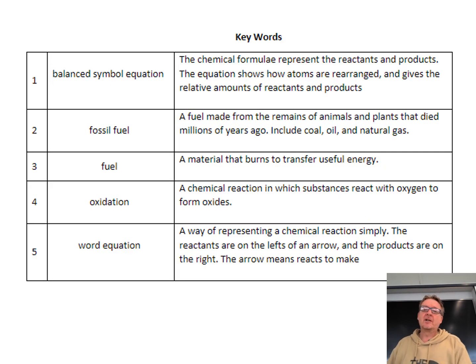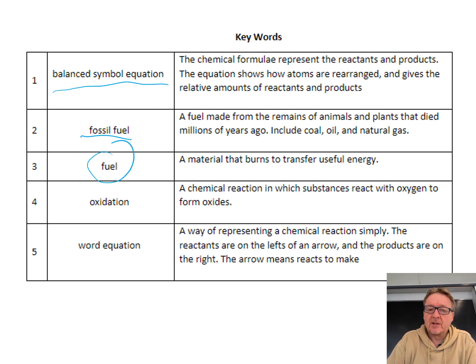Keywords. The chemical formula represented by the reactants and the products: this equation shows how many atoms are rearranged and gives the relative amount. That's a balanced symbol equation. A fuel from remains of animals and plants is a fossil fuel. A material that burns to transfer useful energy is a fuel. A chemical reaction in which substances react with oxygen to form oxides is oxidation, and the way of representing a chemical reaction simply is a word equation.